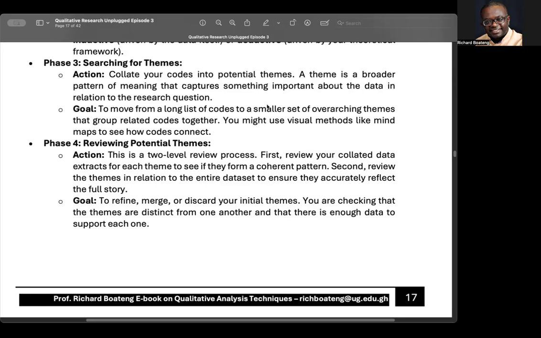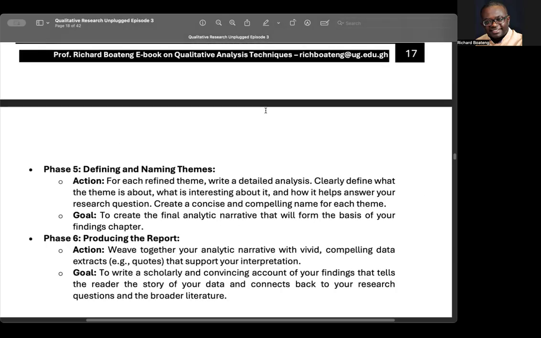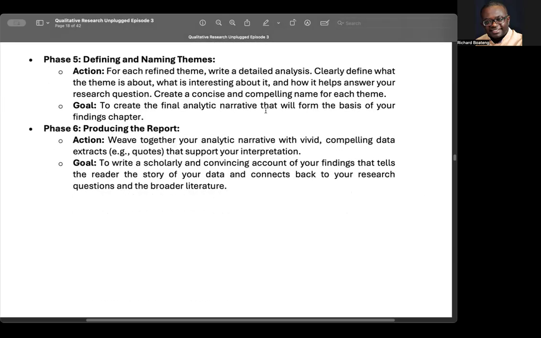Right. Phase 5 is defining and naming themes. Once you have your refined set of themes, you need to write a detailed analysis for each one. Define exactly what the theme is about, what's interesting about it, and how it helps answer your research question. You also create a concise, informative, and compelling name for each theme. This detailed write-up essentially forms the core of your findings chapter. Giving them clear identities. Yes.